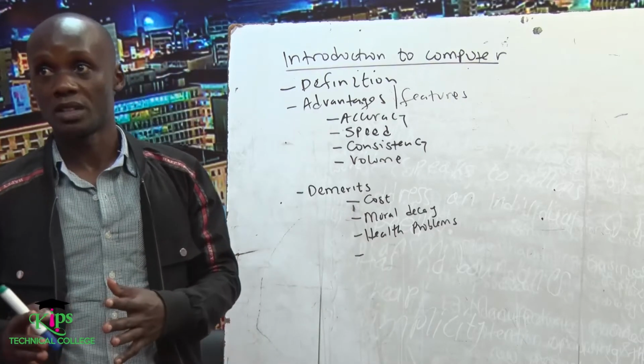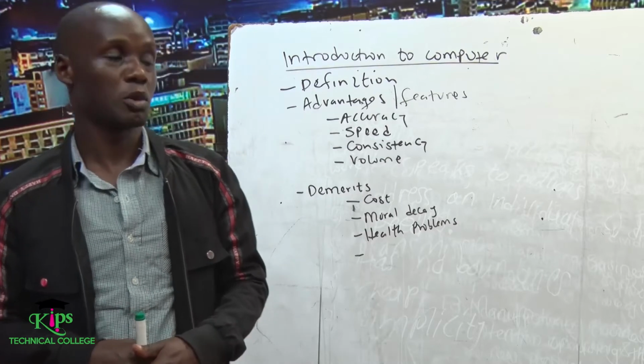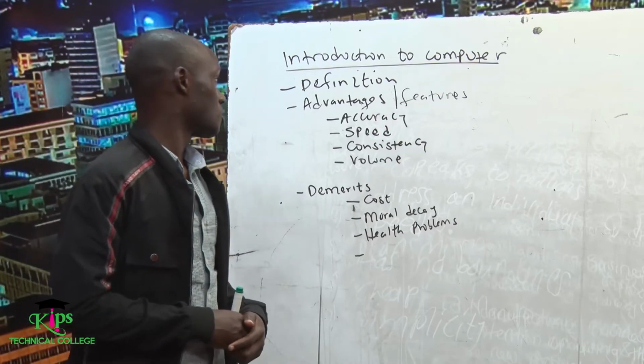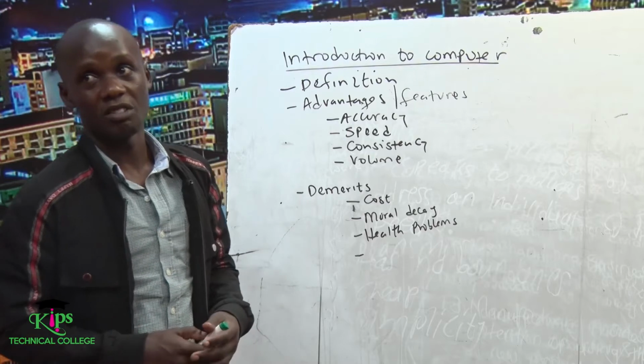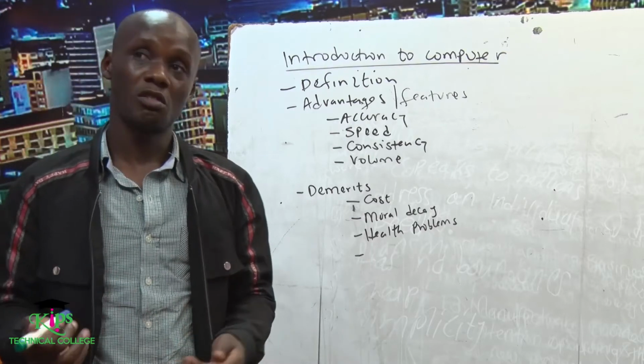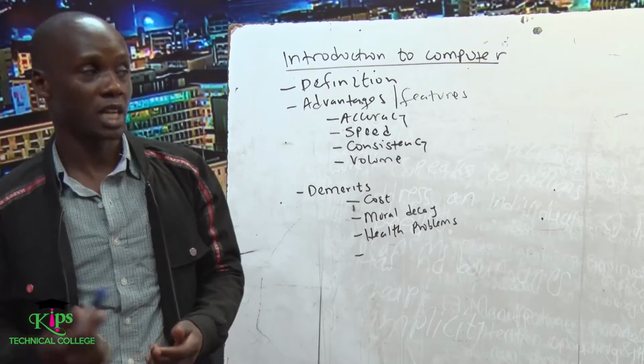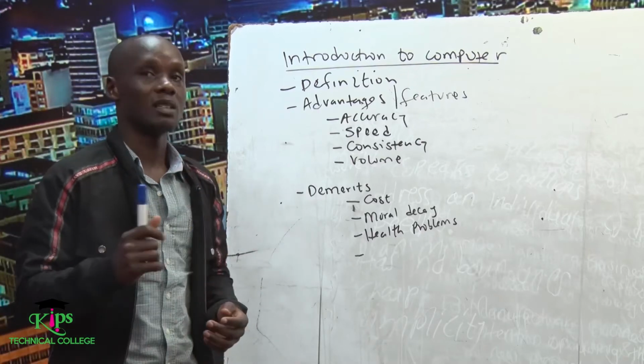Number two is speed. We normally compare the speed of a human being in solving a given problem and the speed of our computer. So basically our computer can operate at a very fast speed, and the speed of our computer is measured in the number of operations it can handle in 1 second.